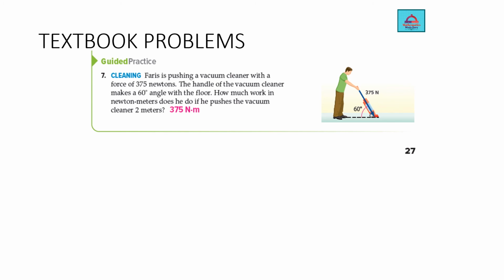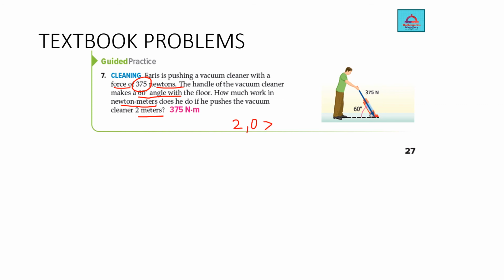So let's do the reading of the word problem, highlight the important information, and then solve similarly. Faris is pushing a vacuum cleaner with a force of 375 newtons. The handle of the vacuum cleaner makes a 60-degree angle with the floor. How much work in newton meters does he do if he pushes the vacuum cleaner 2 meters? Now you can very well understand here also the vacuum cleaner is going to go on the floor. So there is a horizontal component but no vertical component.